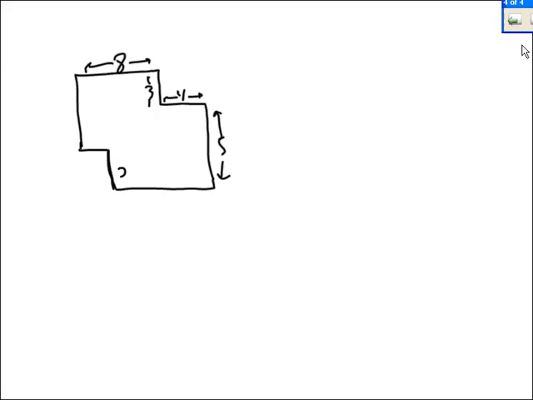And say 2 and 3. What we want to do is find this area. So we need to partition it. It's not unique how we partition it. Maybe I'll go across here and across here. So I have one region, a second region, and a third region.